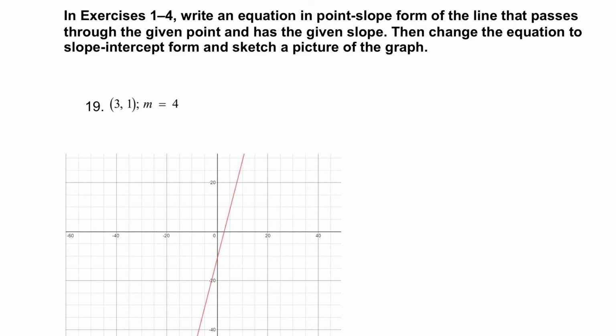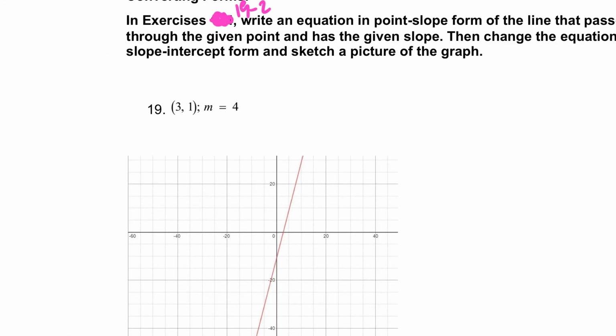So in these exercises, it says exercises 1 through 4, but I'm pretty sure it means 19 through 22. It says write an equation in point-slope form given the point it goes through and a given slope. Then change the equation to slope-intercept form and sketch a picture of the graph. So first we're going to write our equation in point-slope form.